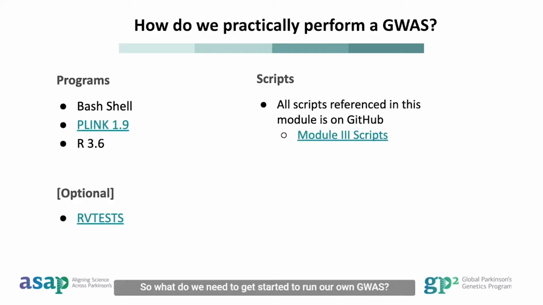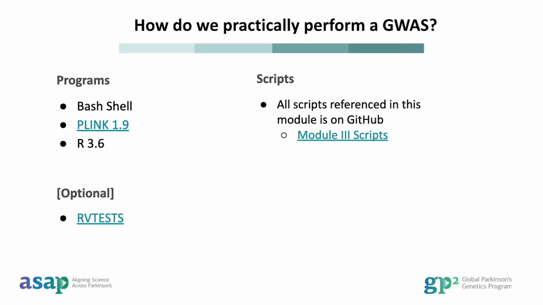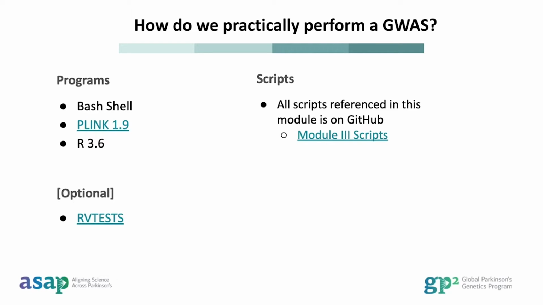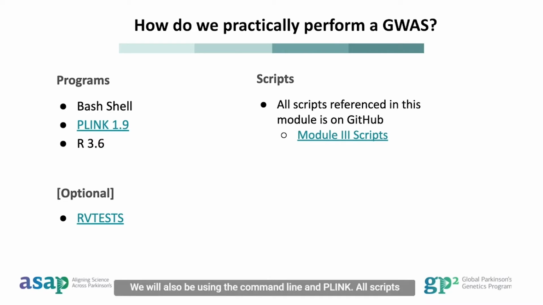So, what do we need to get started to run our own GWAS? Listed here are the programs and scripts we will need. For this course, we are using R as our preferred language, but you can use any language that you're comfortable with. We will also be using the command line and PLINK. All scripts shown in this course can be found on our GitHub.